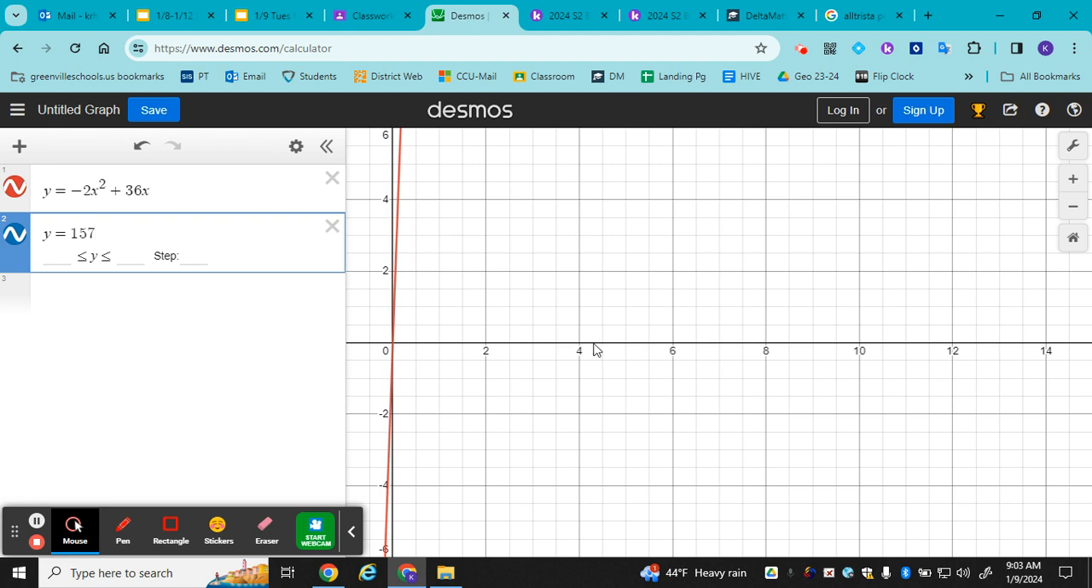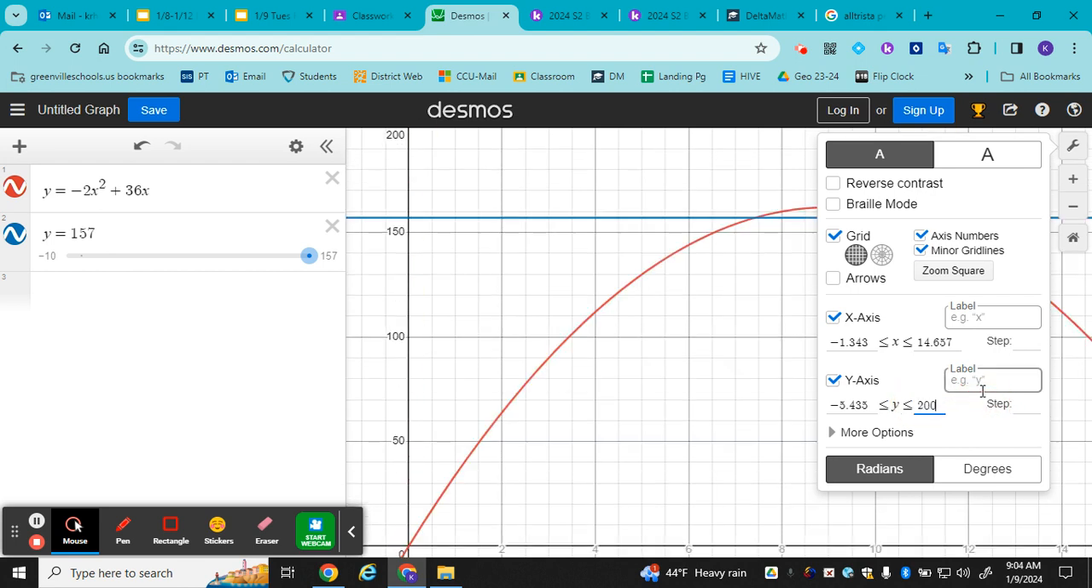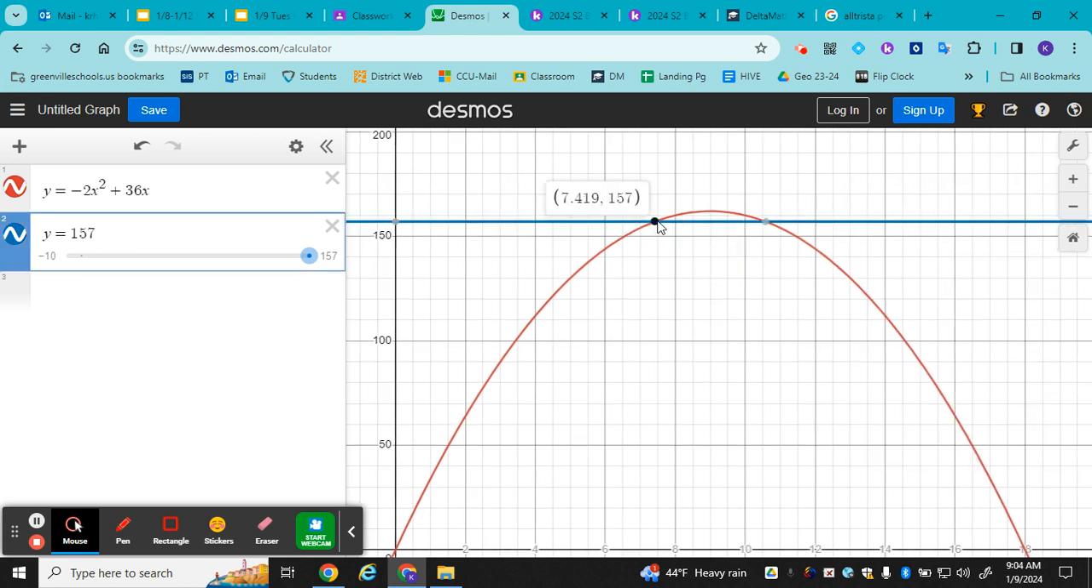And then that's when our windows have to change again. We're looking at 157. So we need our y max to be above that. I'm just going to say 200. There we go. There it is. I can see it. But I can't see the end of my graph over here. So I'm going to check my x max to maybe, doesn't look too far, maybe 20. Yep, there it is. That's just a guessing game. I got lucky. But these are still the same right here. So it's still 7.419 is my answer, and 10.581 is my answer.